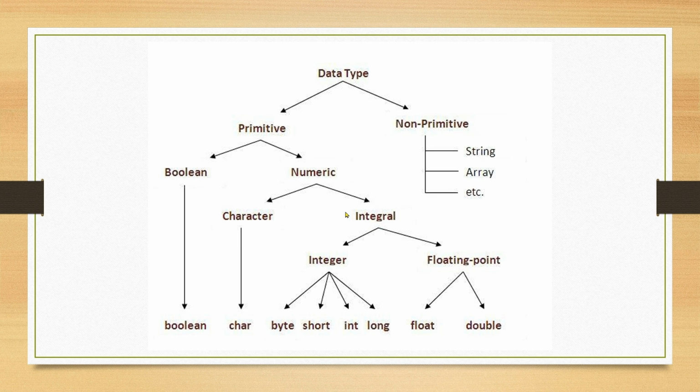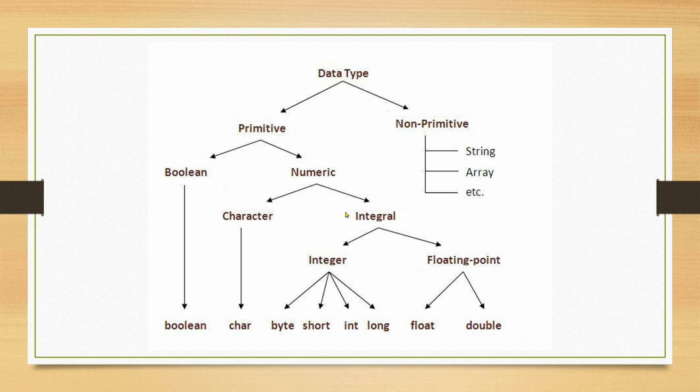In numeric type, there are also two subtypes. One is character, and the second one is integral. In character type, we have the char data type, used to store a single alphabetical character. In integral type, we have two subtypes. One is integer, and the second one is floating point. In integer type, we have data types like byte, short, int and long, to store integer values. We will discuss these integer data types clearly in this video. In floating point type, we have data types like float and double to store decimal values.